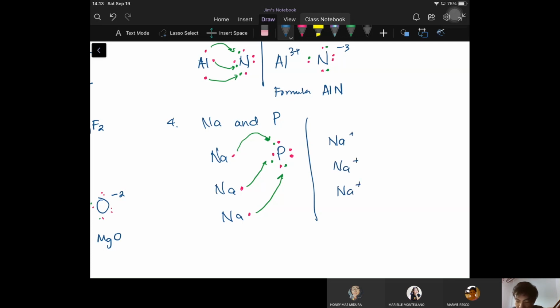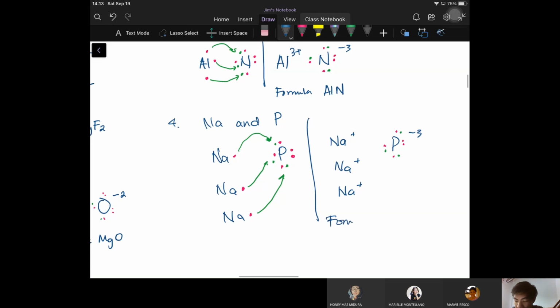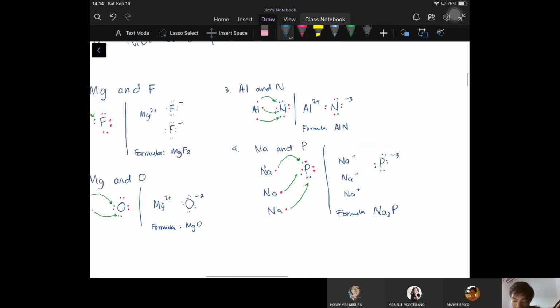Positive 1 yung charge nila lahat. And phosphorus na 8 na yung dots, no? 3 of which ay galing kay sodium. And negative 3 yung charge niya because it accepted 3 electrons. And the formula is Na3P, sodium phosphide. No? Okay, so that's the summary.